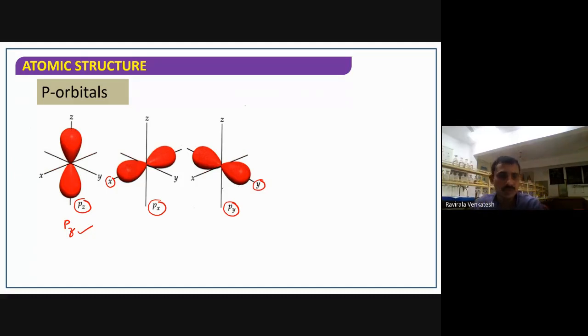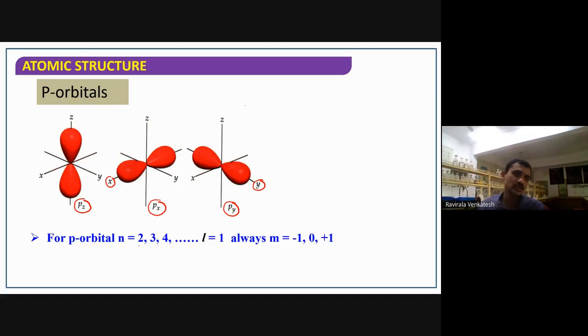Very simple to draw these diagrams. Wherever you draw the dumbbell on an axis, that will be the orbital. For a p orbital, the n value must be 2, 3, or 4 only. You can't write 1p. P is not possible, we already discussed this. Why? Because l must always be less than n.